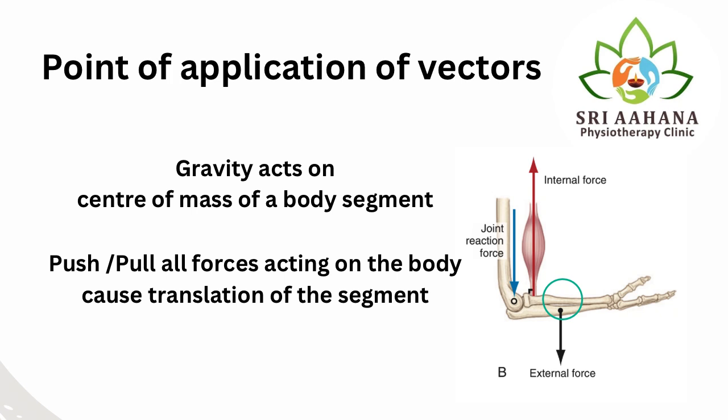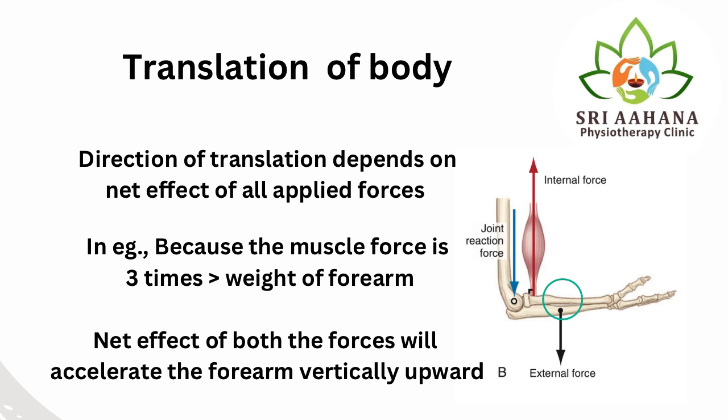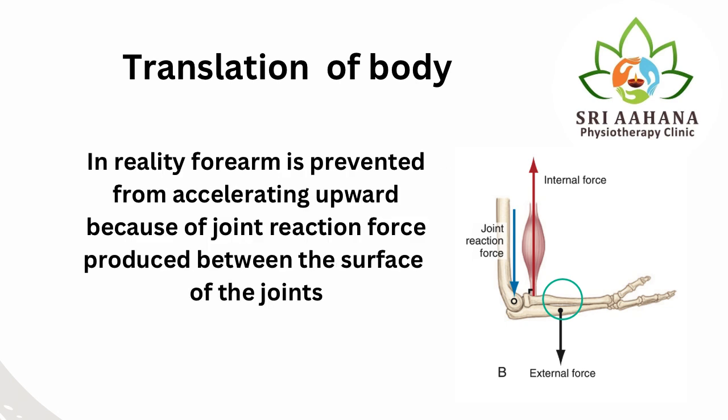Push or pull, all the forces acting on a body causes translation of that segment. Direction of translation depends on net effect of all the applied forces, internal force and the external force. Because the muscle force is 3 times more than the weight of the forearm, net effect of both forces will accelerate the forearm vertically upward.